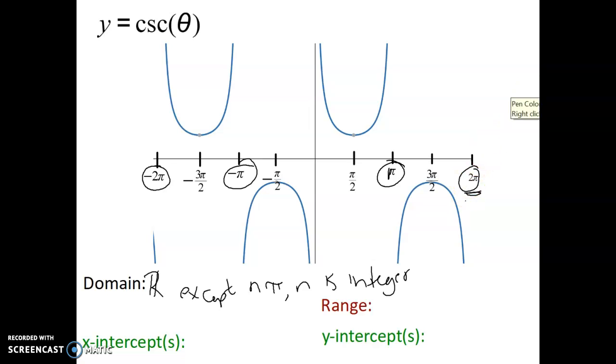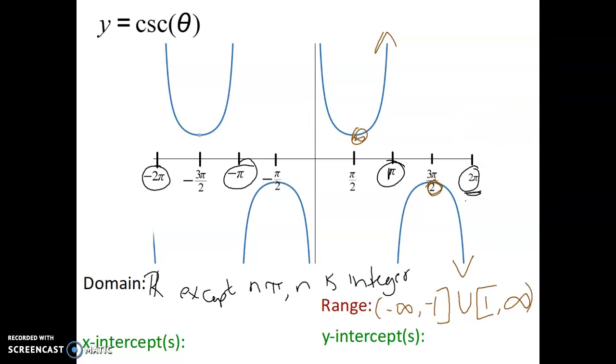Now let's talk about range. So the range is going to be just like secant because they're just the same thing shifted over, right? So remember, I'm going to -infinity here. I'm going to +infinity here. So the range will be -infinity to -1 included because they touch right there. And then I'm going to union that with +1 to +infinity, including 1 as well because they touch in that point.